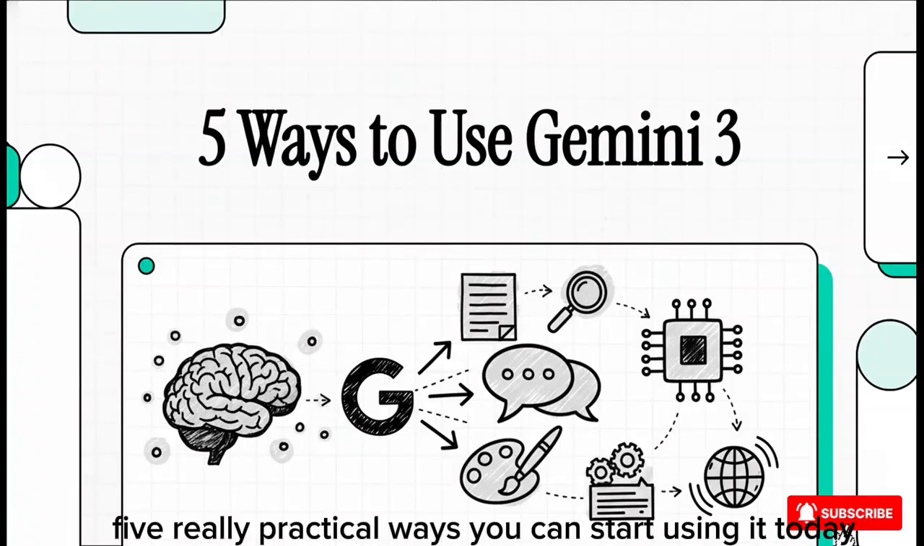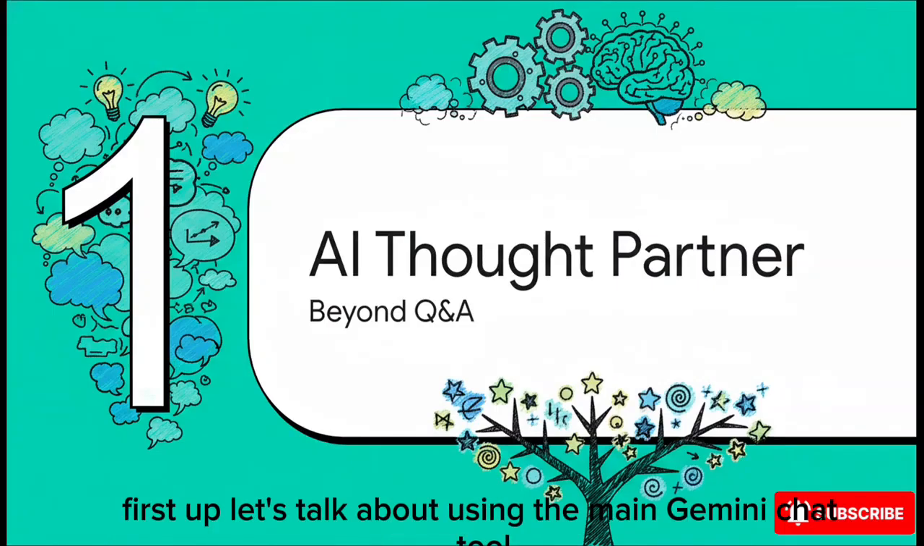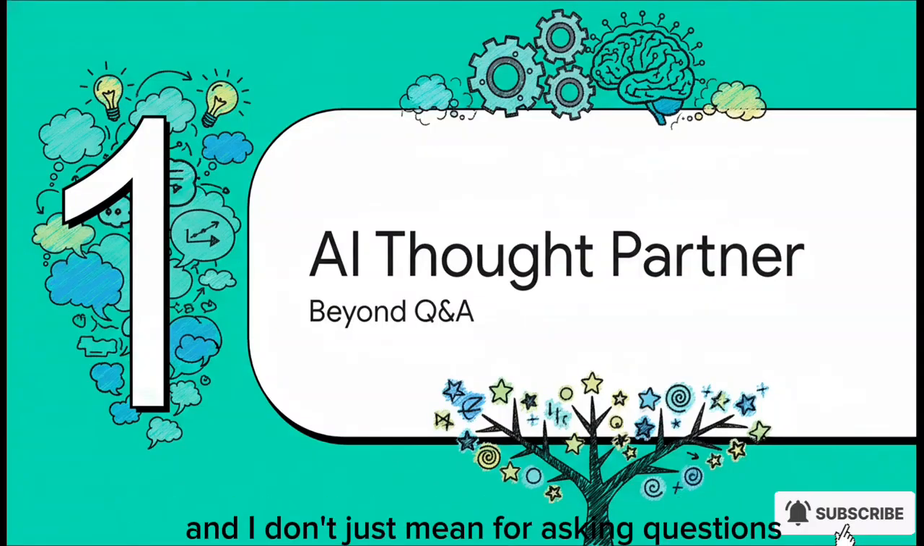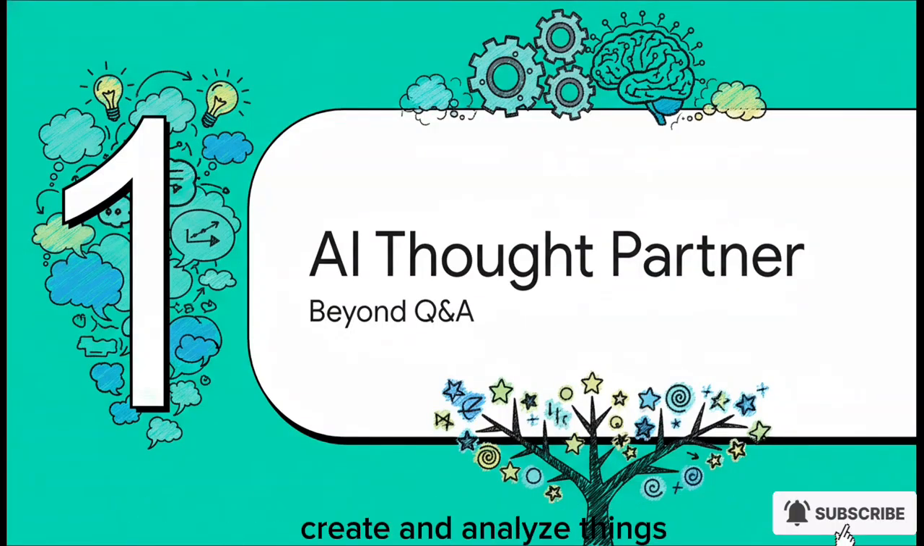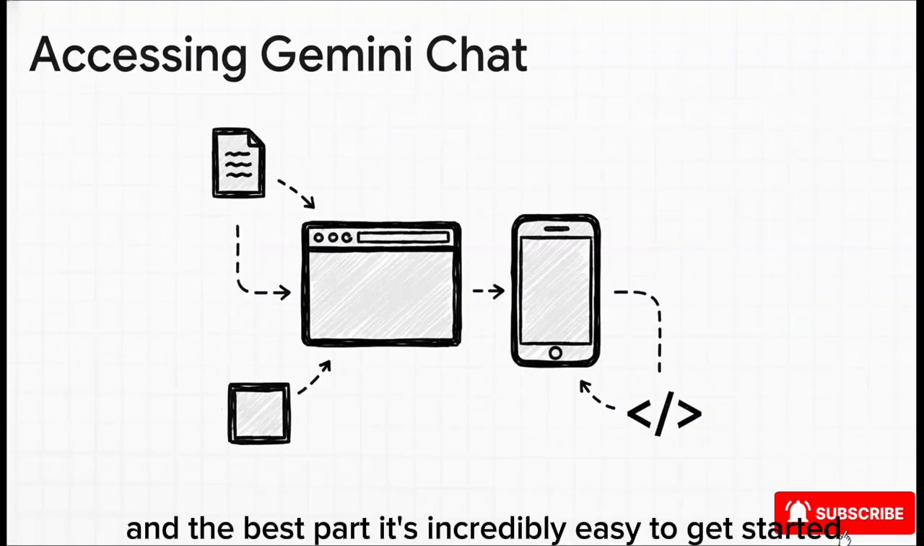5 really practical ways you can start using it today. First up, let's talk about using the main Gemini chat tool. And I don't just mean for asking questions, I mean using it as a genuine partner to help you think, create, and analyze things. And the best part? It's incredibly easy to get started.